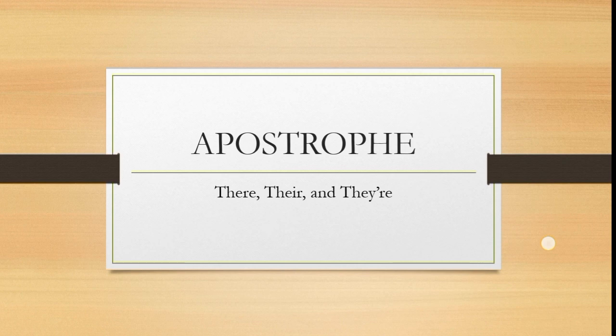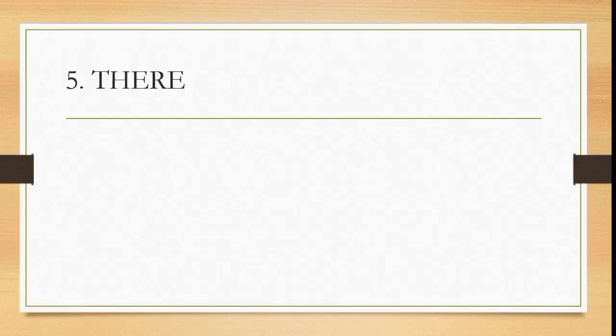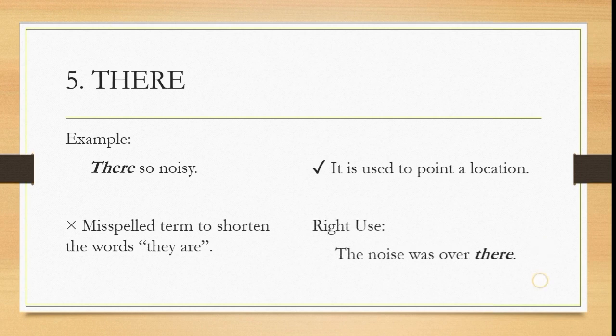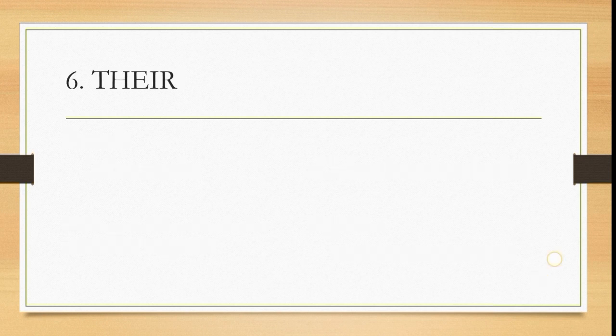Next is the difference between there and they're. There, commonly used as a mistake of "There so noisy." It is used as a misspelled term to shorten the words they are, when it should be used to point to a location. Example, the noise was over there. It points out a location where the noise is coming from. Next, they're. Common mistake, "They're so awesome."